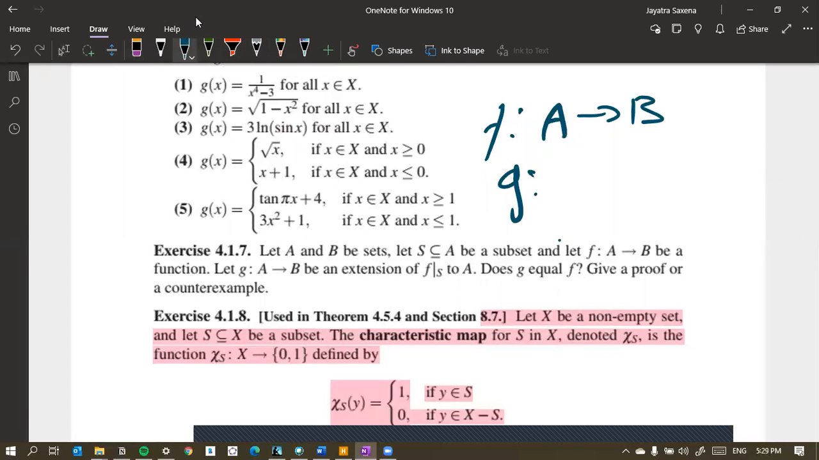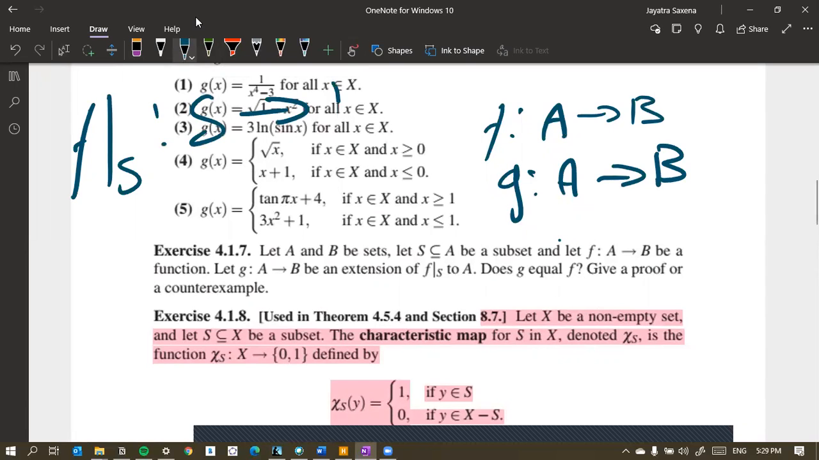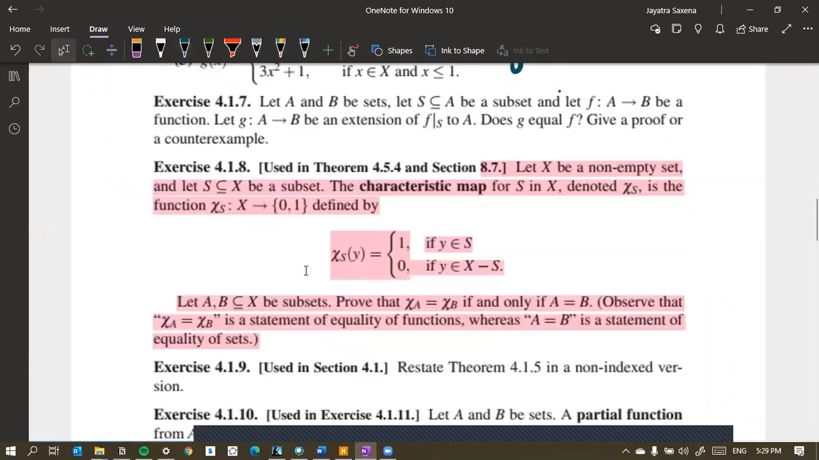So if F is going from A to B and G is again a function from A to B, then G is an extension of F restricted to S to A. So we're only looking at F restricted to S, that specific part. F restricted to S is this function that goes from S to B, and we're trying to find whether G equals F, and this is clearly not true, because let's try to construct this.